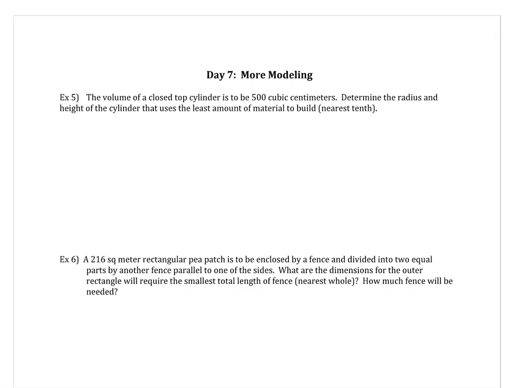The volume of a closed top cylinder is to be 500 cubic centimeters. I'm going to underline that. Volume of a closed, also is important, cylinder is to be 500 cubic centimeters. Determine the radius and the height of the cylinder that uses the least amount of material to build. Okay, so I see two things happening here. Volume and surface area.